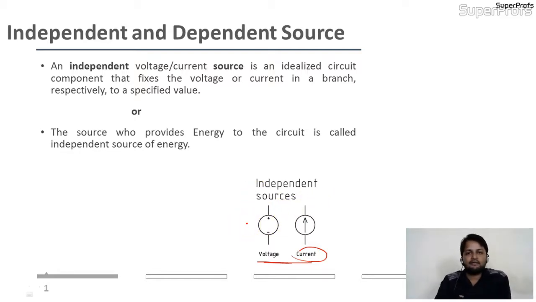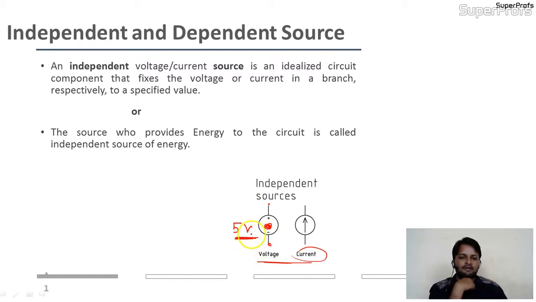What is the meaning of independent source? Independent source means we can't change the value. Suppose 5 volt is given here. So it will deliver 5 volt always. We can't go inside the source and change the value of 5 volt. We can regulate but can't control it. That's why it's an uncontrolled device or independent source of energy.